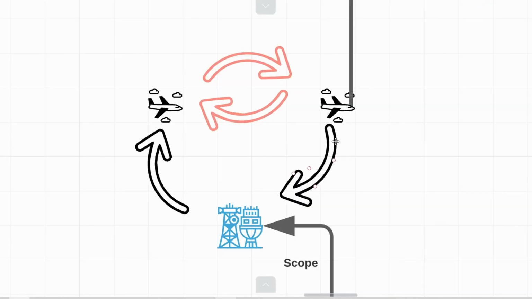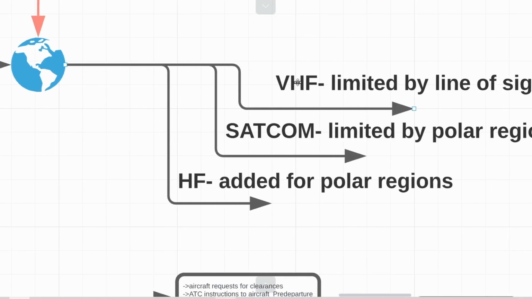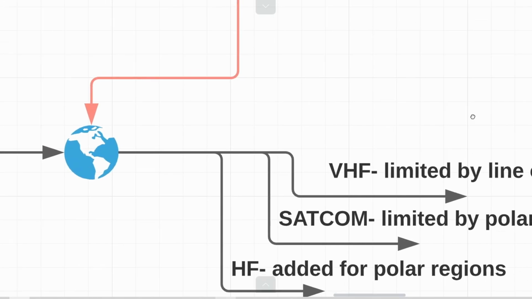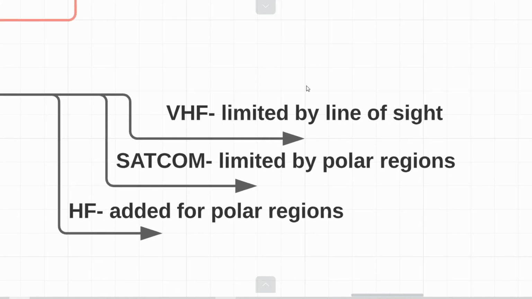The ACARS system has different scopes. It communicates not just between aircraft but also between ground stations and aircraft. This system has variable range. If the system uses very high frequency, then it is limited by line of sight. However, it is very reliable at further distance. SATCOM technology is used, which is again limited by polar regions. To overcome these limitations, high frequency antennas were used, which were primarily used in polar regions.